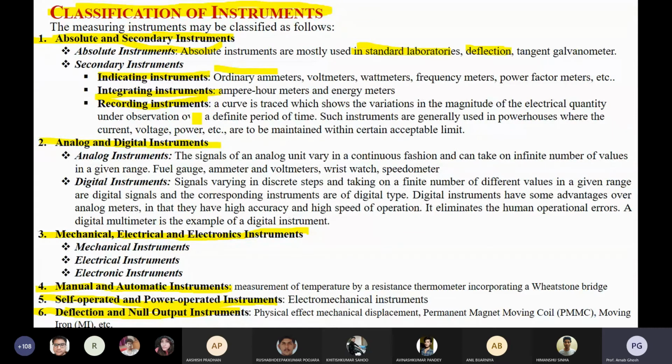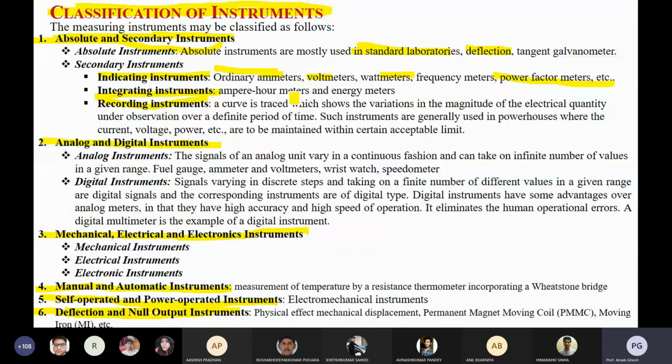The next one is integrating instruments. Integrating means it is integrated with time, so it is time dependent. If the time changes, the measurement data changes. That's why it is called an integrating instrument, like the energy meter. The ampere hour meter is also integrating. Ampere hour rating is normally given for a battery, like the battery you connect for your domestic UPS: 200 ampere hour, 110, 80 or 150 ampere hour. Another one is energy meters.